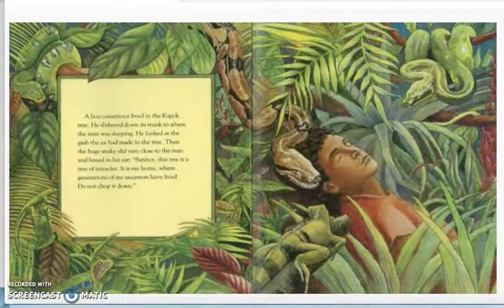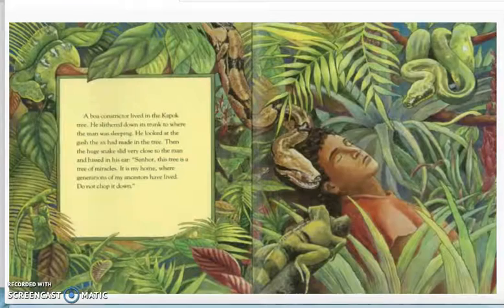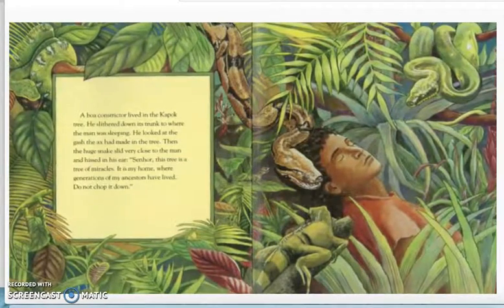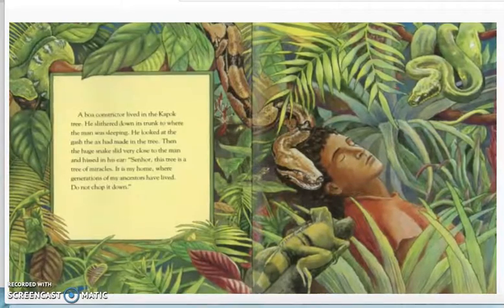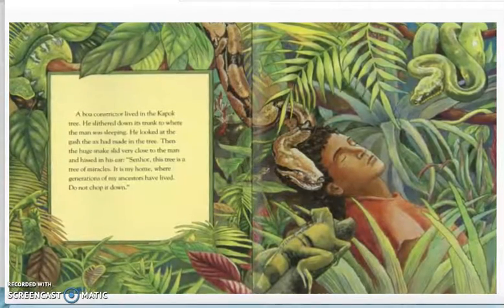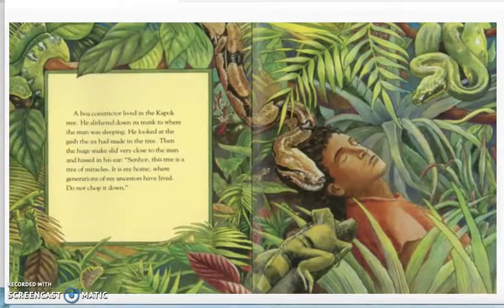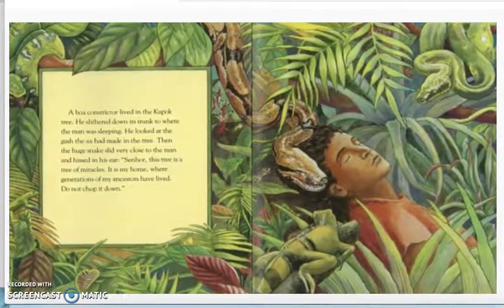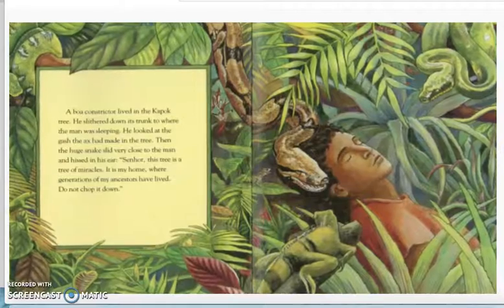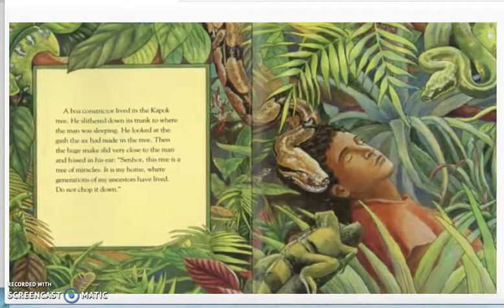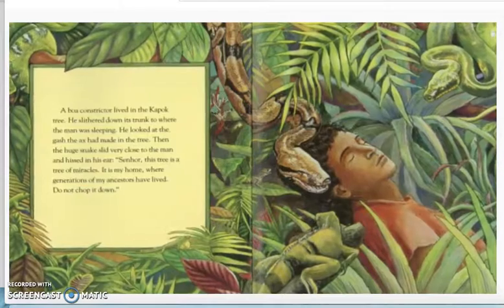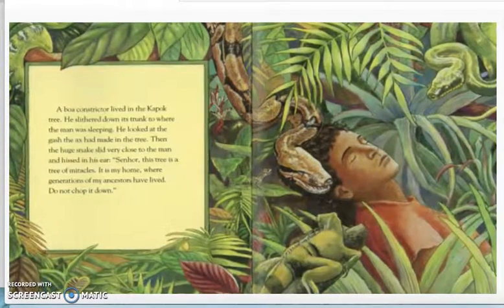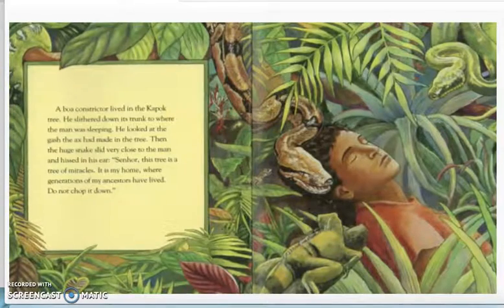A boa constrictor lived in the kapok tree. He slithered down its trunk to where the man was sleeping. He looked at the gash the axe had made in the tree. Then the huge snake slid very close to the man and hissed in his ear. "Senor, this tree is a tree of miracles. It is my home, where generations of my ancestors have lived. Do not chop it down."